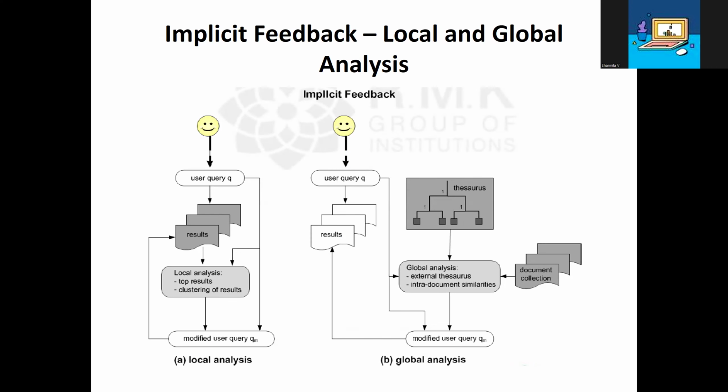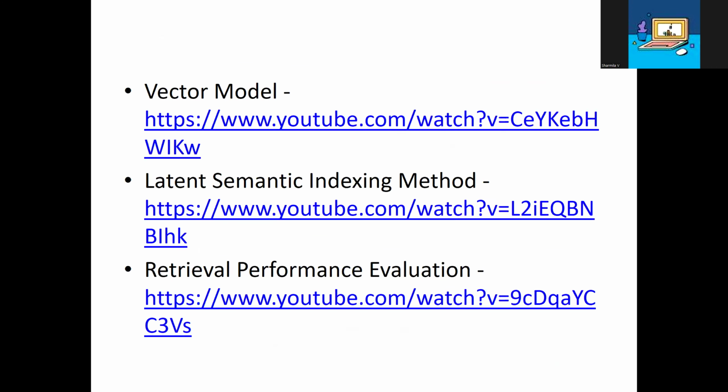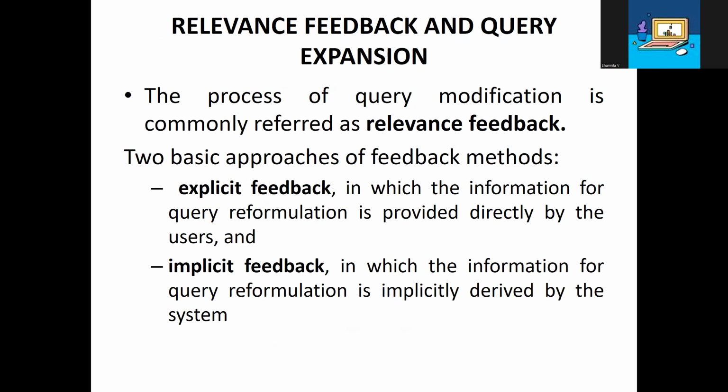What we have discussed in this video is two feedback methods: explicit feedback and implicit feedback. Once again, I will repeat: explicit feedback is where reformulation is provided directly by the user. Implicit feedback is where the information for query reformulation is implicitly derived by the system. I hope you understand implicit feedback and explicit feedback.